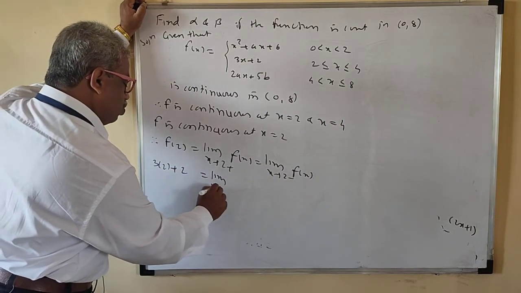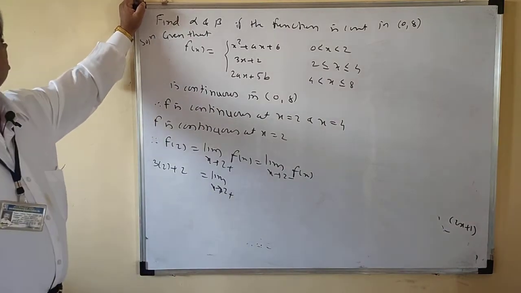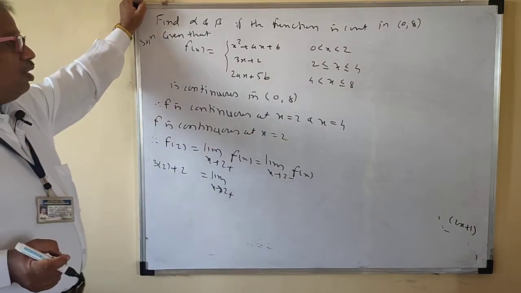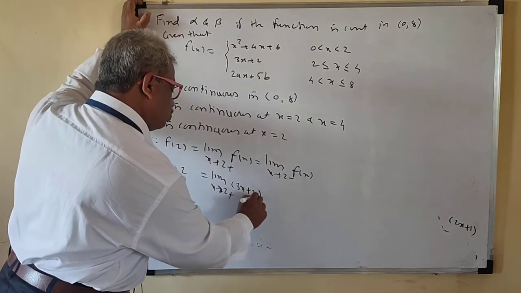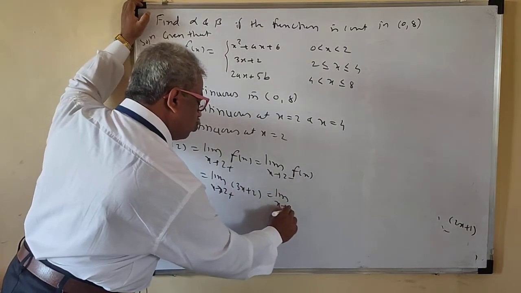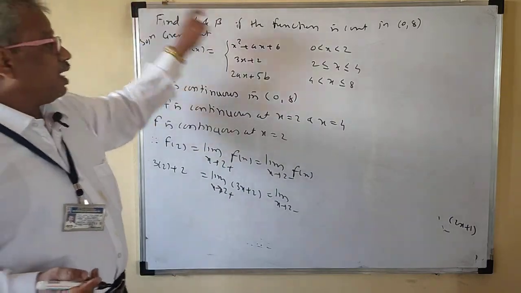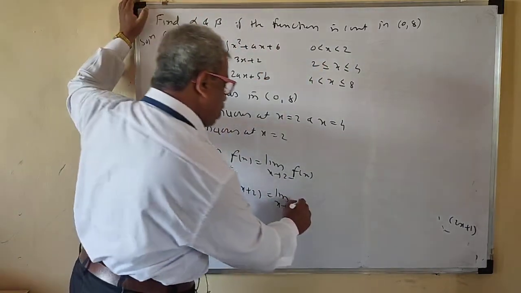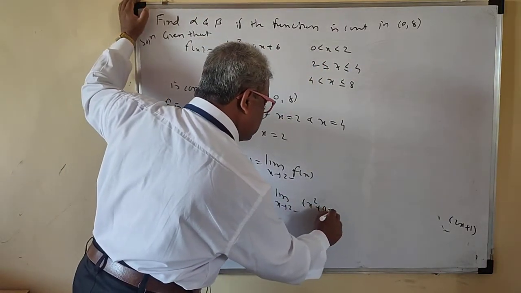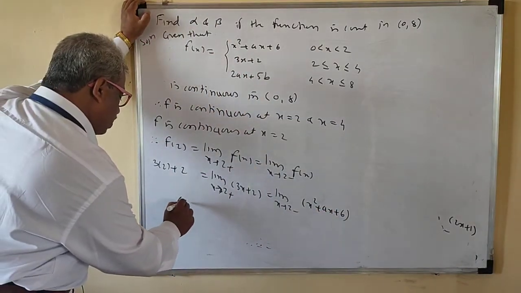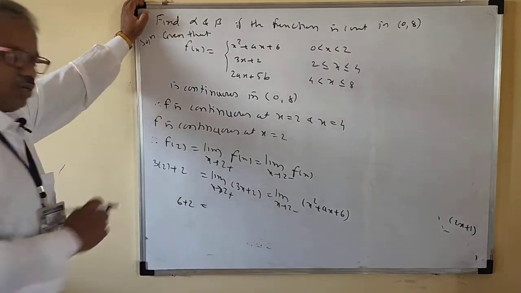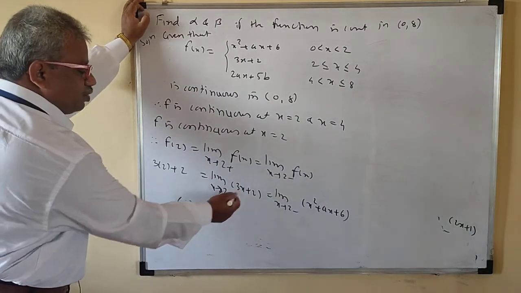Limit x tends to 2 plus. X tends to 2 plus means x is greater than 2. X greater than 2 is here. So this is 3x plus 2. Limit x tends to 2 minus means x is less than 2. X less than 2 is here. The corresponding function is x square plus ax plus 6. Okay. So this is 6 plus 2. So directly you can write 8 here. So this is also 6 plus 2, 8.